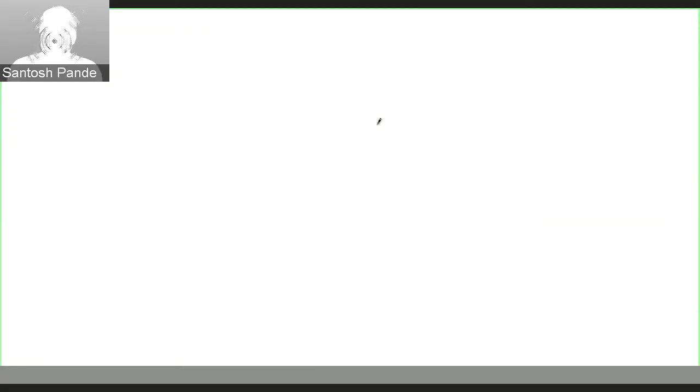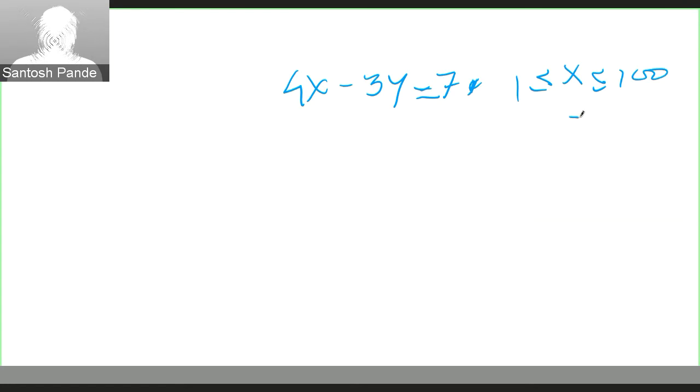Okay, so again, what were we doing? We were looking at something like 4x minus 3y minus 7 equal to 0. Or rather, this type of test, wherein x is bounded from 1 to, let's say, 100, and y is bounded from 1 to 200, something like that.